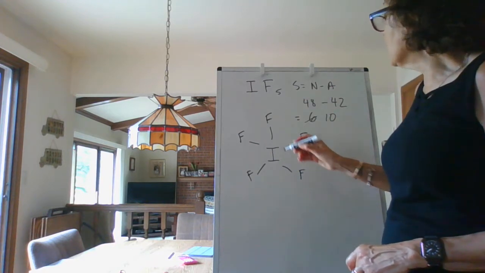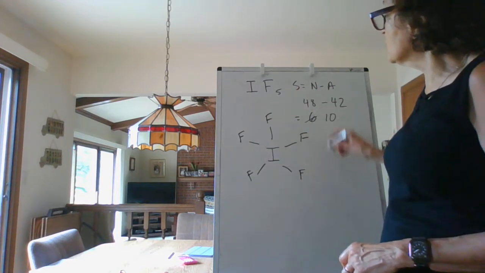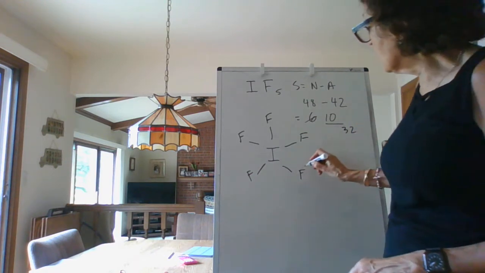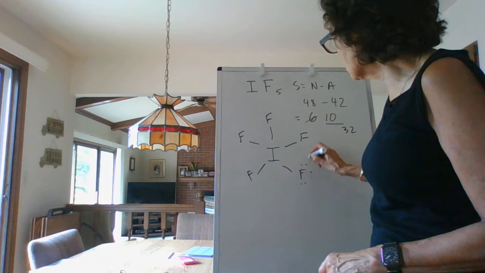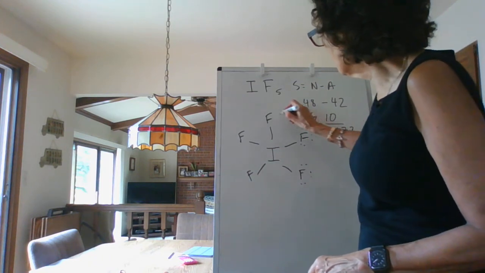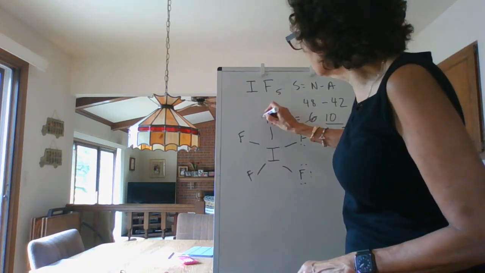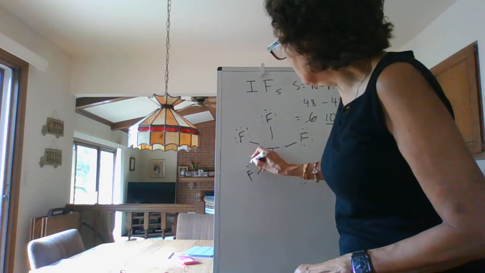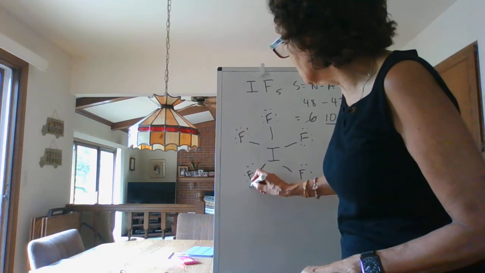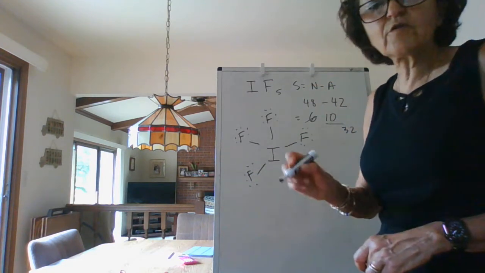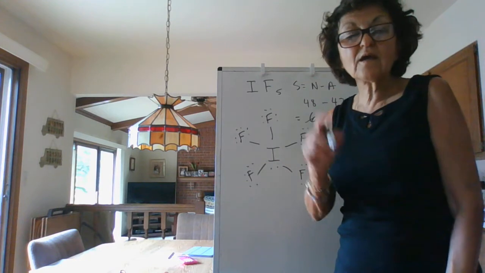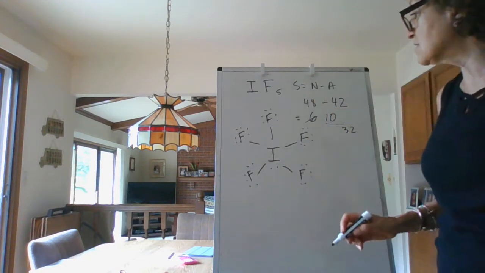All right, how many electrons do I have to distribute? 42 minus 10 is 32. So go 1, 2, 3, 4, 5, 6, 7, 8, 9, 10, 11, 12, 13, 14, 15, 16, 17, 18, 19, 20, 21, 22, 23, 24, 25, 26, 27, 28, 29, 30. Where do I put 31, 32? 31, 32. Boom. Okay? 6 areas of electron density.